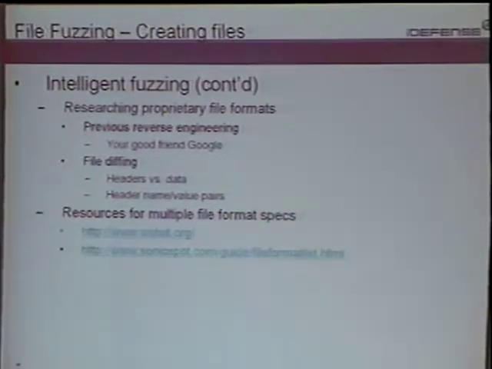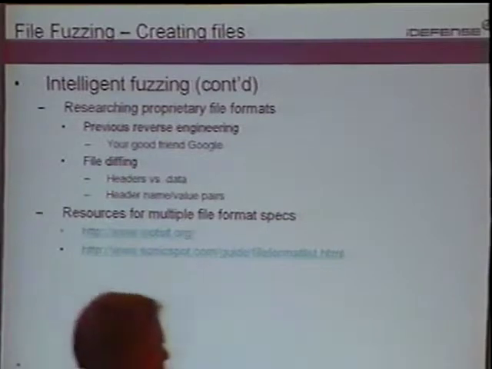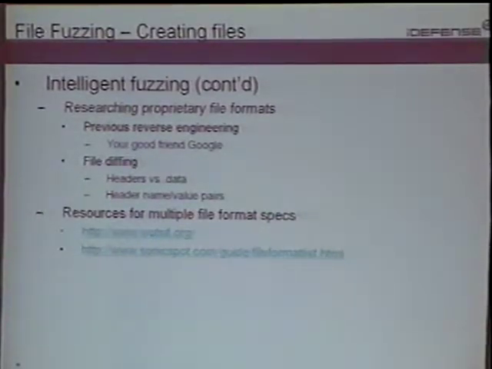You have a proprietary format, you don't know anything about it. Take a bunch of different files that are of the same type and diff them, and especially if they have fixed header lengths, you'll be able to tell pretty clearly which portion is header versus which portion is data. If they have fixed lengths within the header, you may even be able to see where's the name, where's the value, and the name-value pairs. So it's simple, but it's a helpful way to get started.